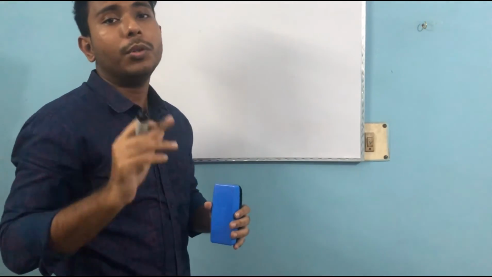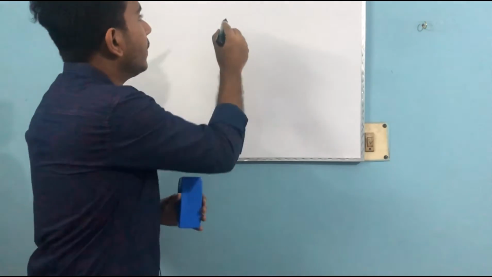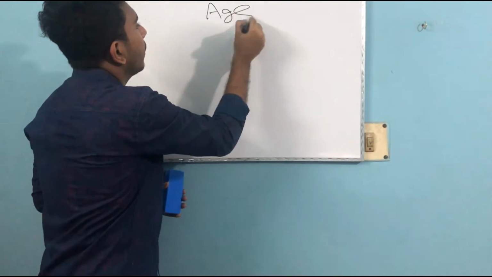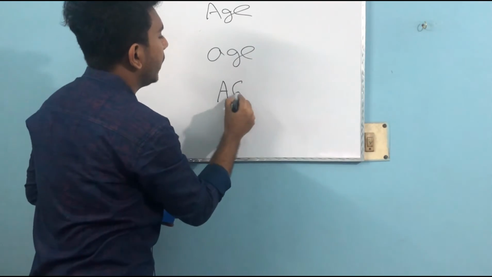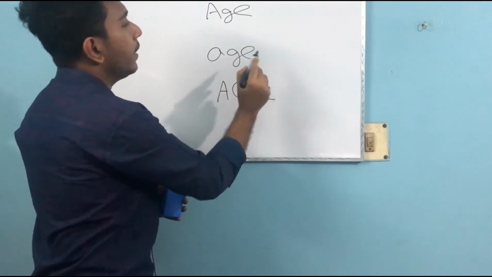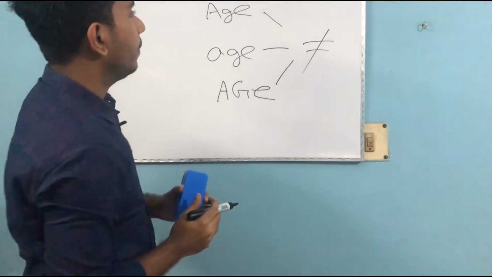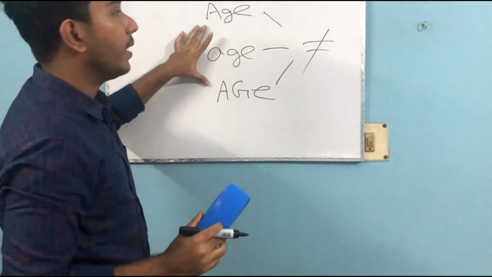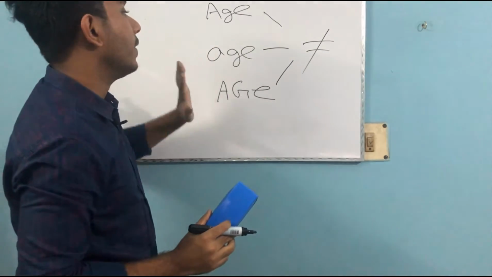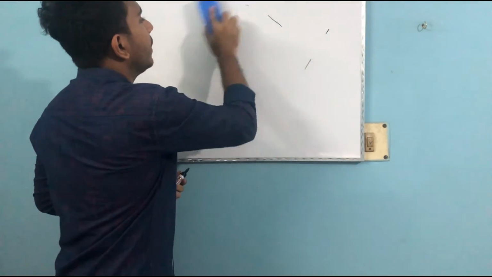Another thing you want to know is that variables are case sensitive. That means age and Age, these things are not equal. They can look similar, but for the computer they are not similar, they can mean different things. They are not the same.